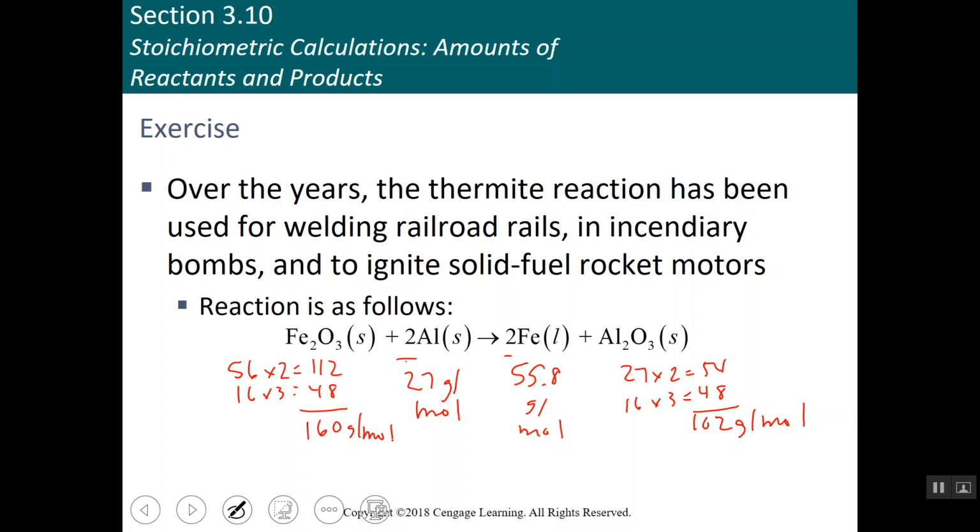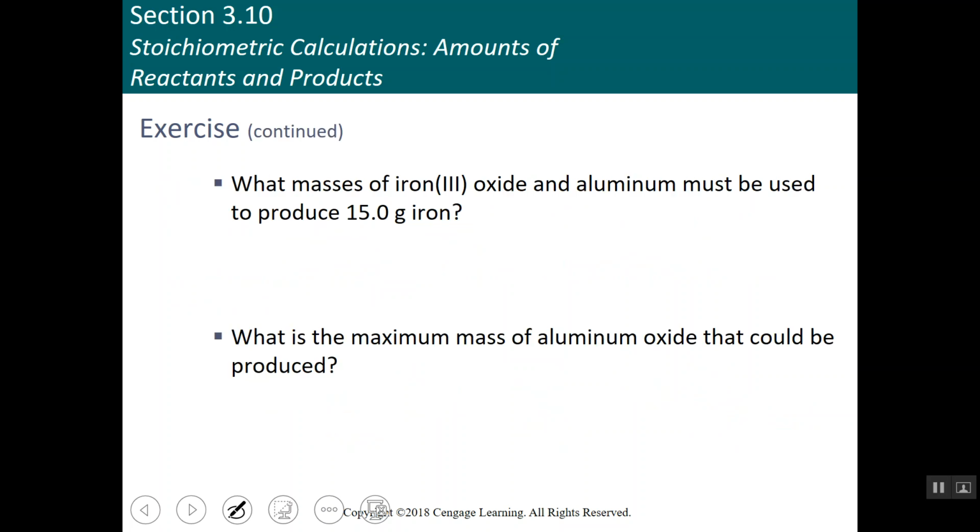You might want to jot these down as we're going to go to the next slide, and they're going to disappear. So the iron 3 oxide has a molar mass of 160 grams per mole. Aluminum is 27. Iron is 55.8. And then aluminum oxide is 102 grams per mole. And I'm going to write down the balanced equation. Fe2O3 plus 2 aluminums gives me 2 irons plus aluminum oxide. Alright, now that I have that written down, I'm going to go on to the next slide.